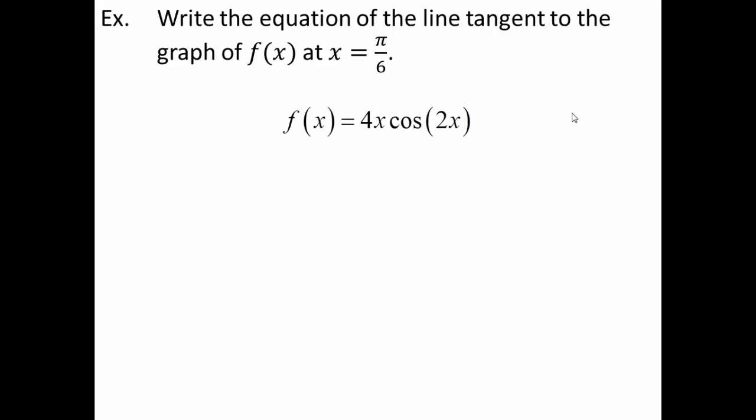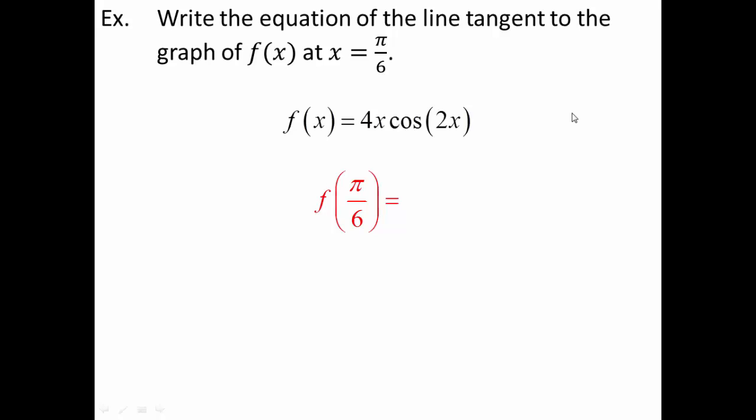Remember, all I'm asking here is to write an equation of the line. So I need two things. I need a slope, which I know how to do in the calculator, and I need a point, which I know how to do in the calculator. So use your calculator to figure out both the slope and the y value, and then write your equation of the line. So I'm going to start by figuring out my y value.